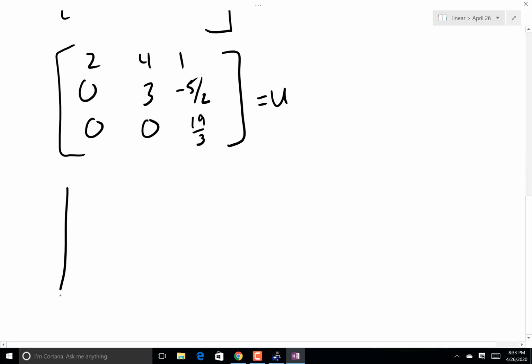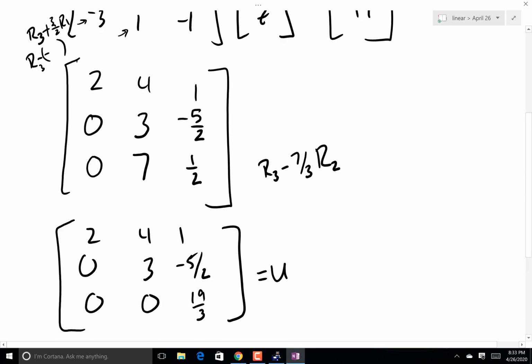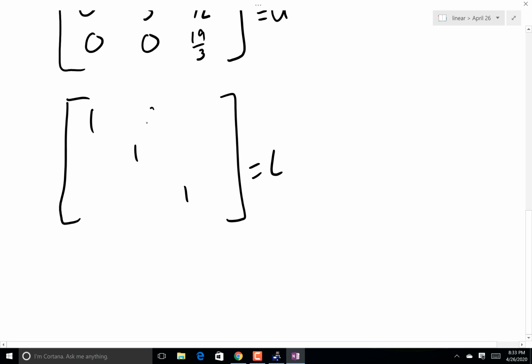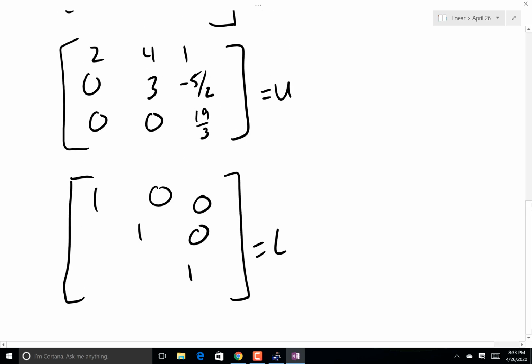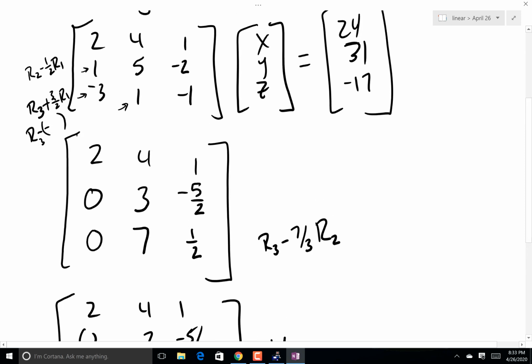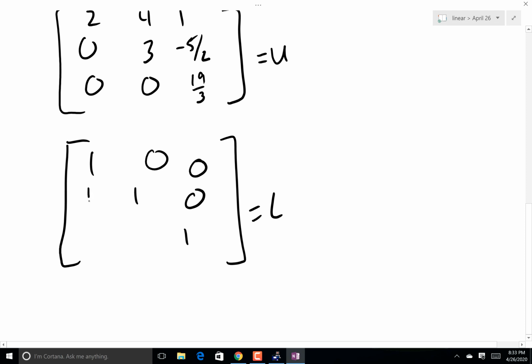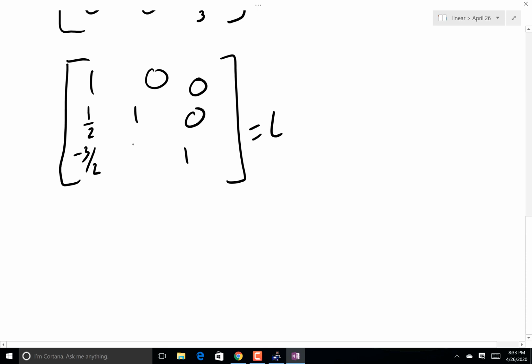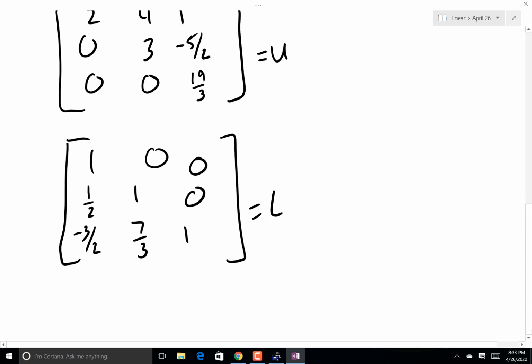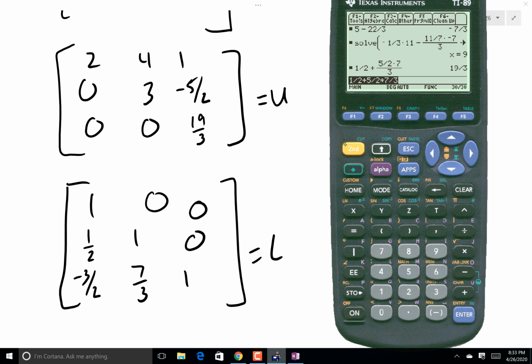So then my L looks like this. My L matrix, we're going to start off with a 3 by 3 in this case because that's what we're using. And then down here we're going to get a half, we're going to get -3/2, and we're going to get 7/3. Now I'm going to check myself because I'm just not really cooking on all cylinders today. So let's go here and see what we get. Remember, it's L times U.